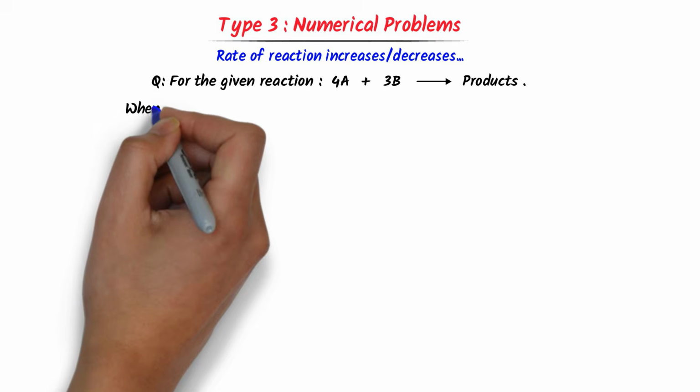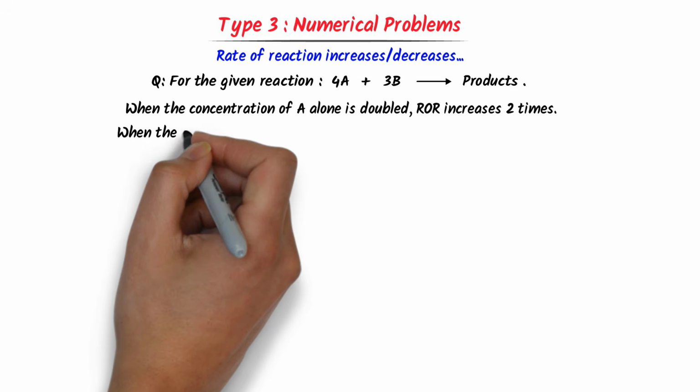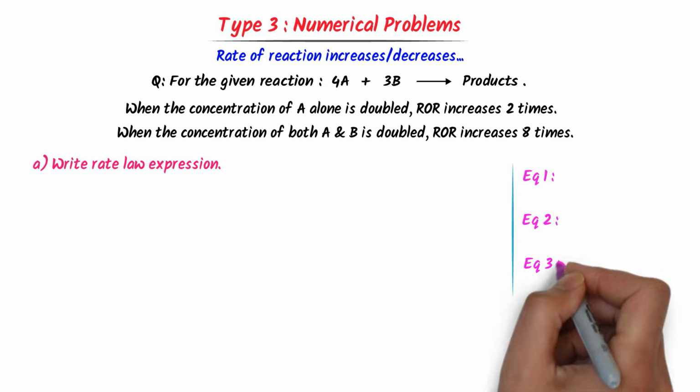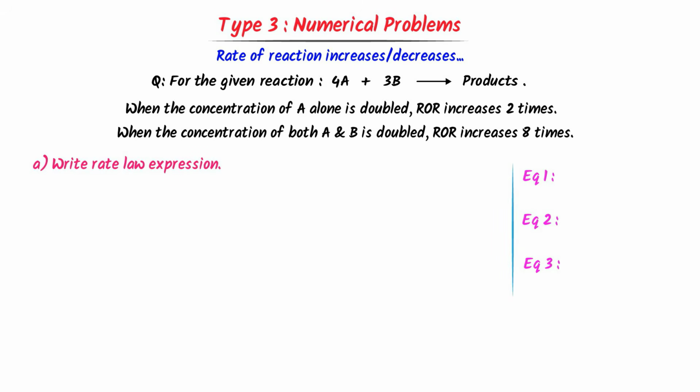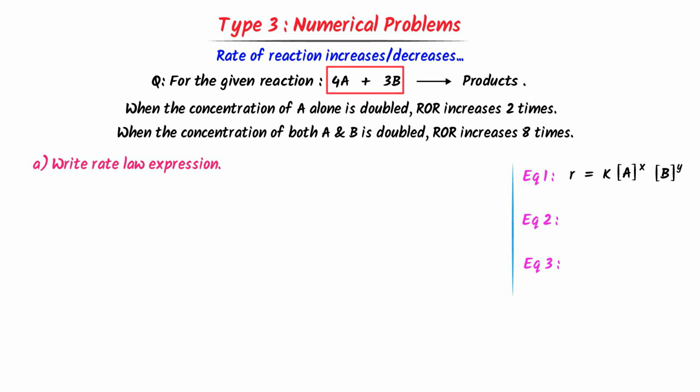For this reaction, when the concentration of A is doubled, rate of reaction increases 2 times. When the concentration of both A and B is doubled, rate of reaction increases 8 times. Now write the rate law expression and find the order of a reaction. Well, I will always write 3 equations for such type of numerical problems. Firstly, I will write a general rate of a reaction for it. According to the reaction, the rate of a reaction is equal to K and to concentration of A, the power is X, and to concentration of B, the power is Y.